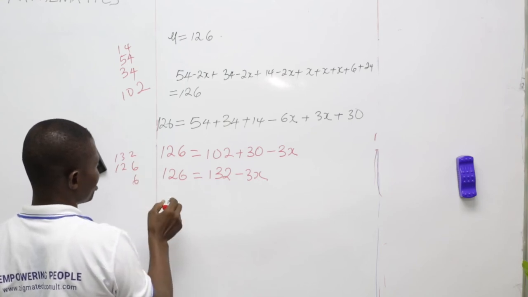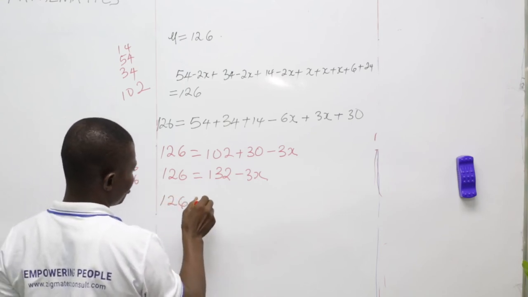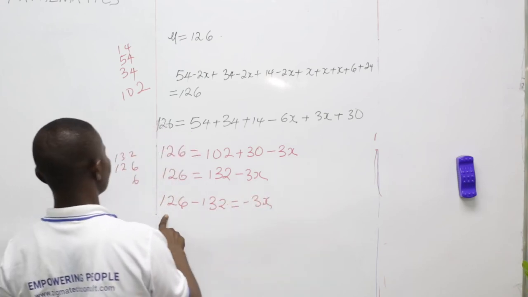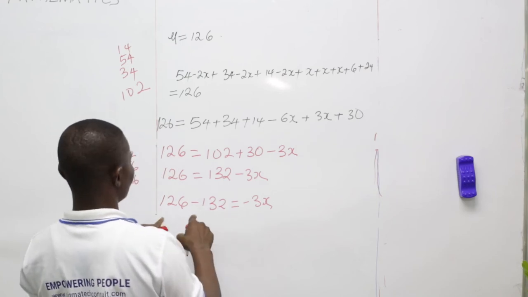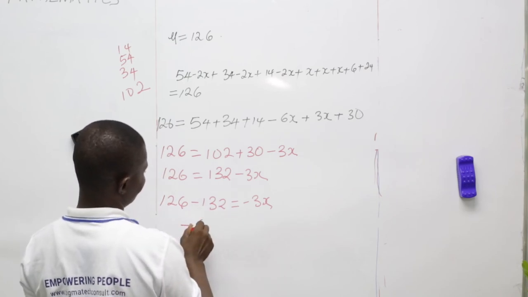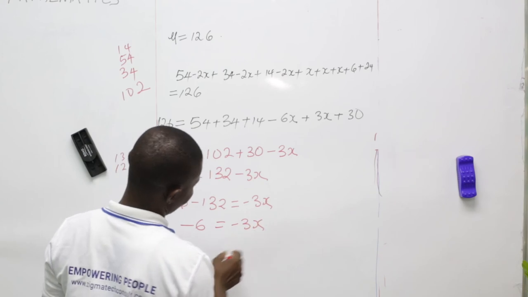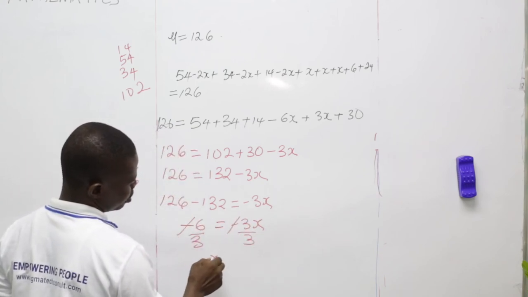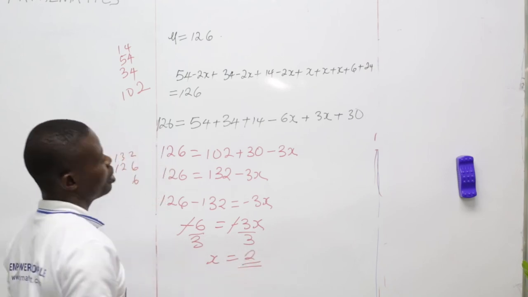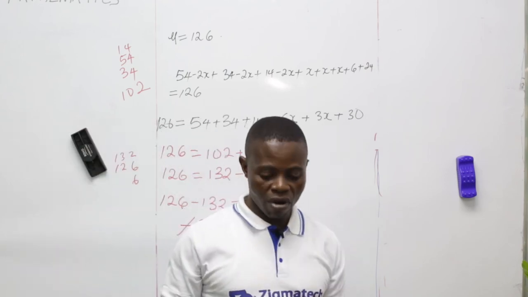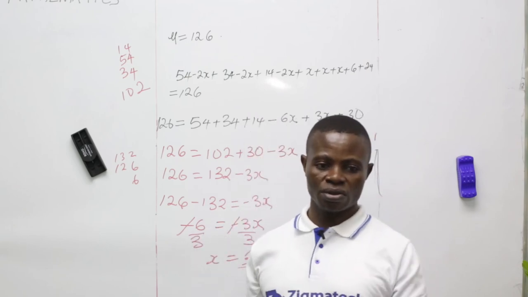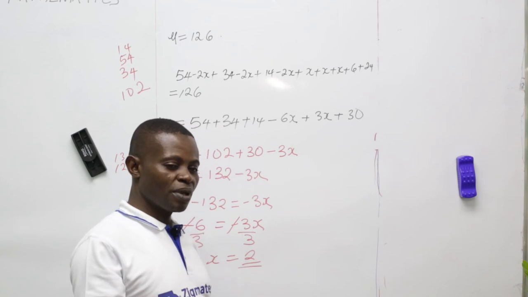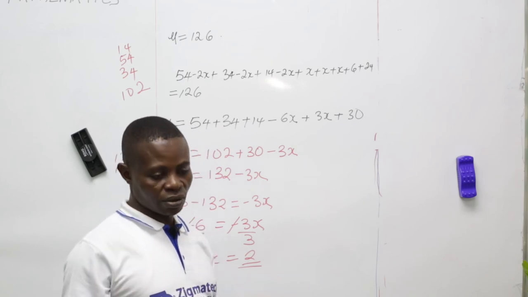126 minus 132 equals minus 3x. 126 minus 132 will give us minus 6 equals minus 3x. Minus will take care of minus, meaning dividing through by 3, x equals what? 2. Therefore, the value of x is 2. Remember, we have a question that says, how many people like playing tennis alone?